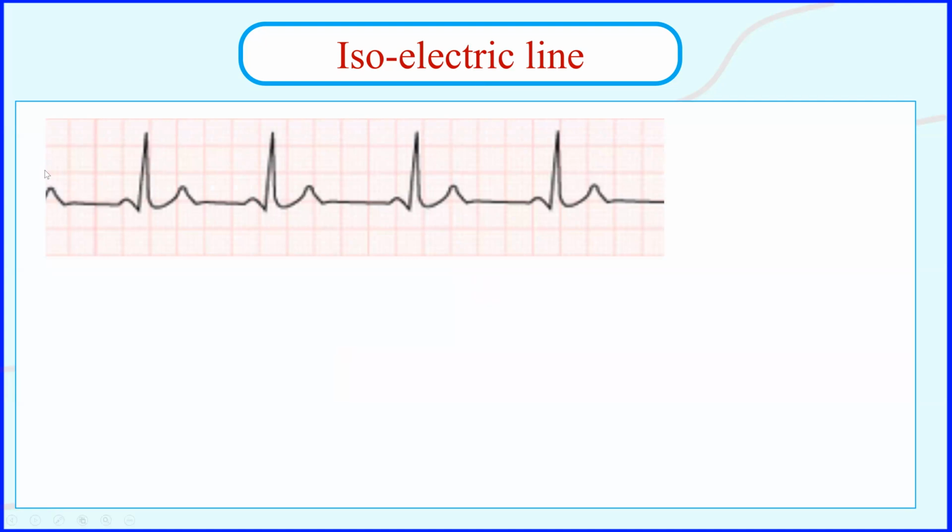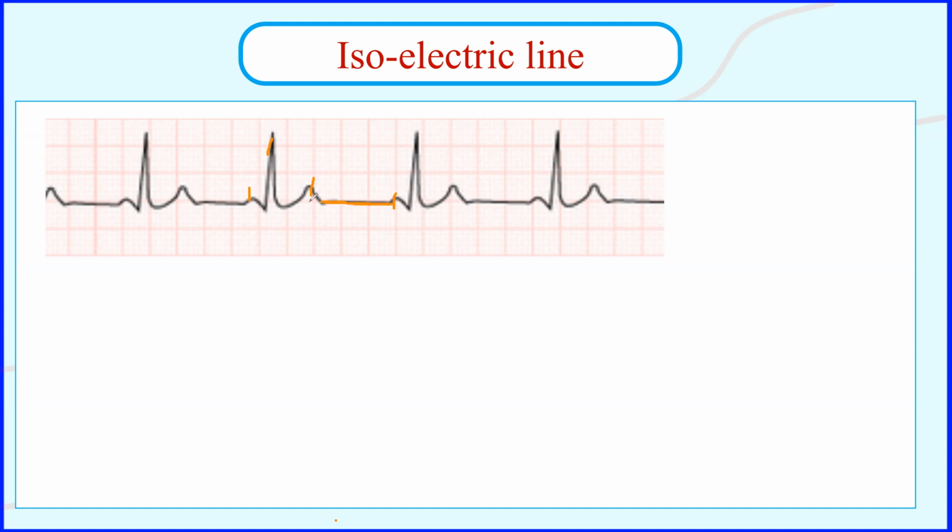Okay. The last thing in this video, we are talking about the isoelectric line and how to determine it. Sometimes it's easy to determine, just draw this line here. This is the isoelectric line. Very simple, right? But it's not always the case. So the best way to determine the isoelectric line is to look for the T wave. Remember, this is P, QRS, T wave. So this space between the T of one complex and the P of the following complex is the isoelectric line.